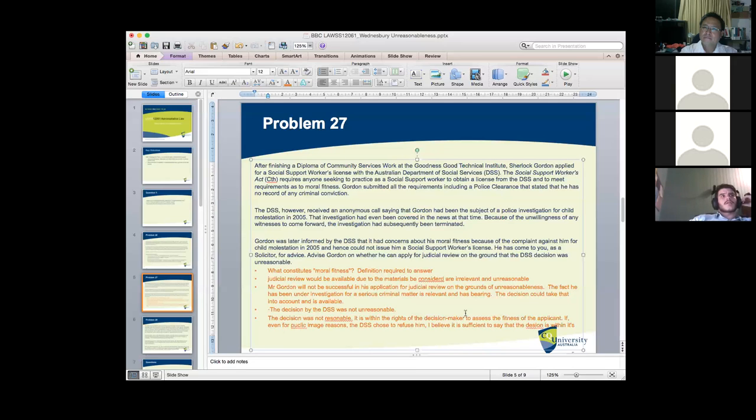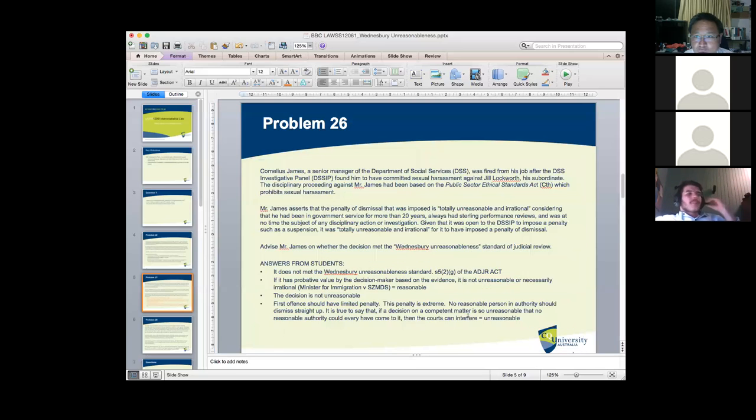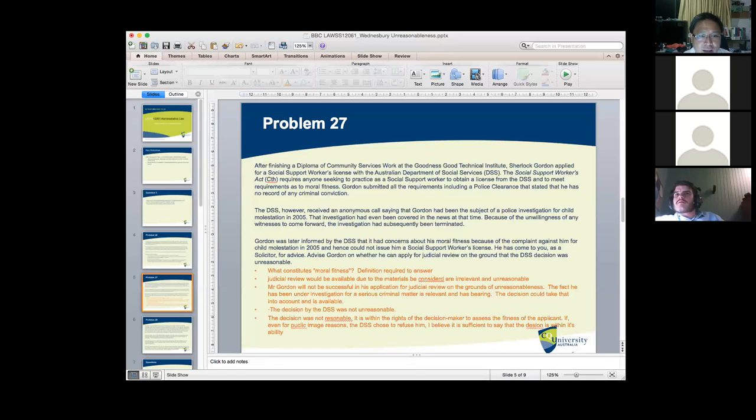No, I think that the decision is completely reasonable. So you're changing your answer? You initially said that the decision was not reasonable. Sorry, I think I may have mistyped that and meant to say the decision was not unreasonable. Okay, good. So you're all in agreement that it does not meet the standard of Wednesbury unreasonableness. You're all in agreement. Why would you say that? Where's the evidence?